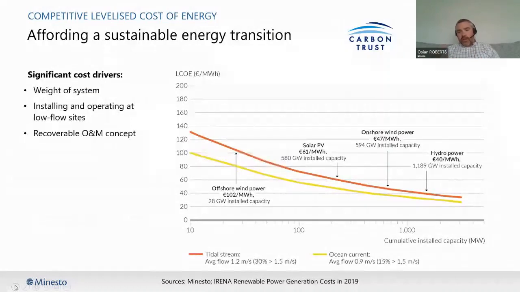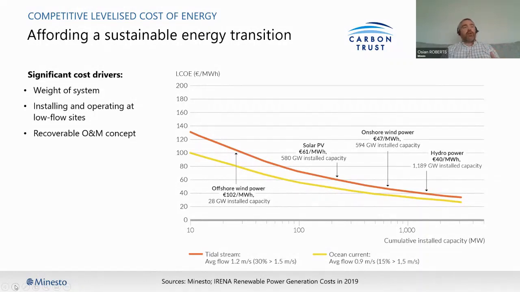And the two lines you see there on the graph compare tidal stream versus ocean current. You can see there that we believe that we can buy a 1 gigawatt installed capacity. We can, for tidal stream, bring that down to around 60 euros per megawatt hour, and that is extremely competitive, I should say.